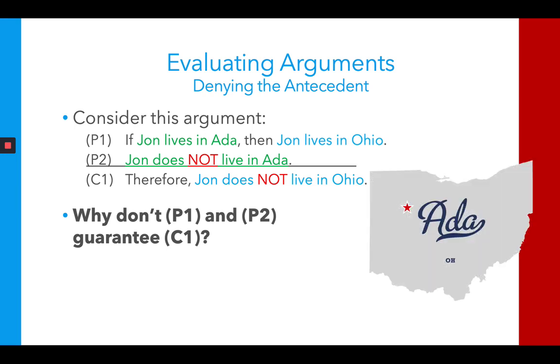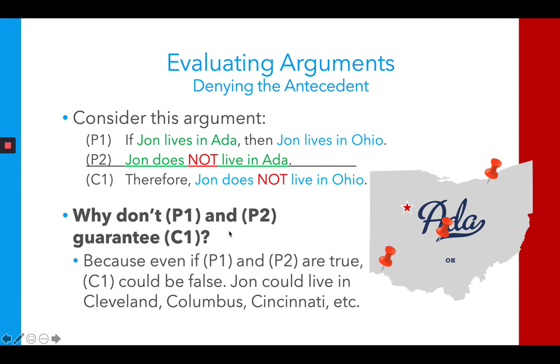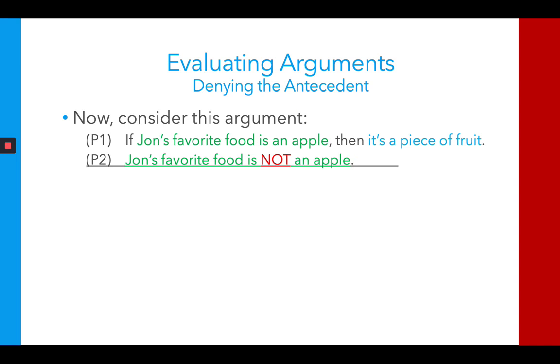Again, we can think back to our image of Ohio. If John lives in Ada, he lives in Ohio. That's true. Say John does not live in Ada. He doesn't live here. Can we infer that John doesn't live in Ohio? Maybe he's over in Michigan, Indiana, Kentucky? No. Because John could live somewhere else in Ohio, just not in Ada, right? He could live in Bluffton, as is the case. So even if these premises are true, the conclusion could be false. John could live in one of these other places, and that shows that this structure of argument is not a valid structure.